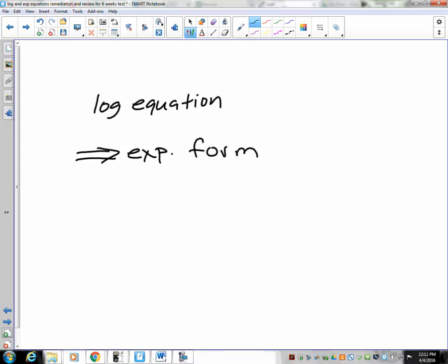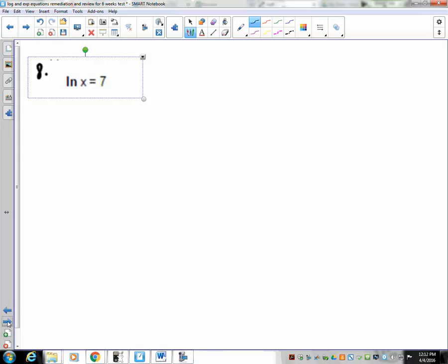Now let's do number 8 and 9. On 8 and 9, both of these are natural logs. So the thing that we have to use is their base is an understood what?